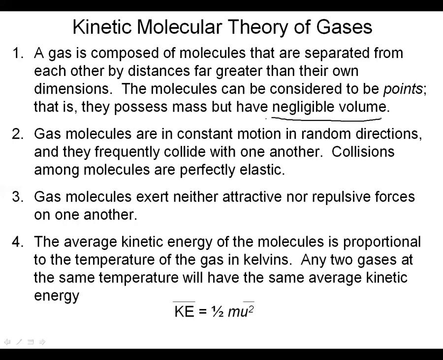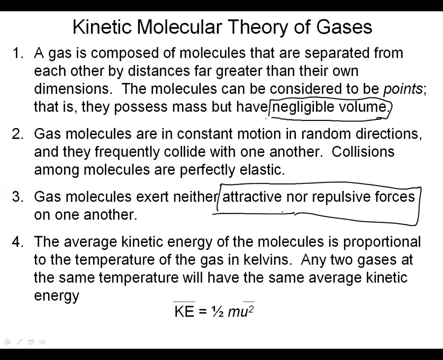Gas molecules are moving constantly. Again, when they collide with one another, these collisions are perfectly elastic, which means they bounce off perfectly. Nothing slows them down or anything like that. Now, number 3 is the second thing that really makes something an ideal gas. So number 3 here and really number 1 here are the two things that make something an ideal gas, and that is the attractive forces and repulsive forces.